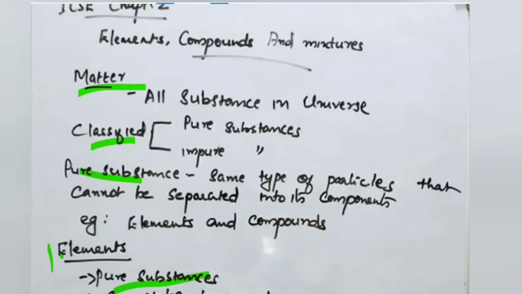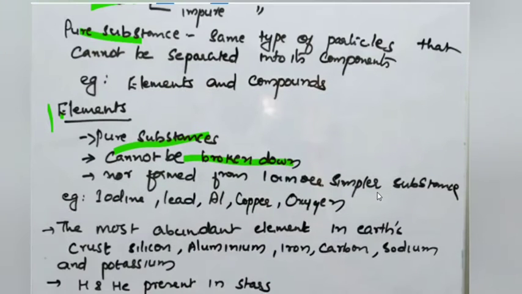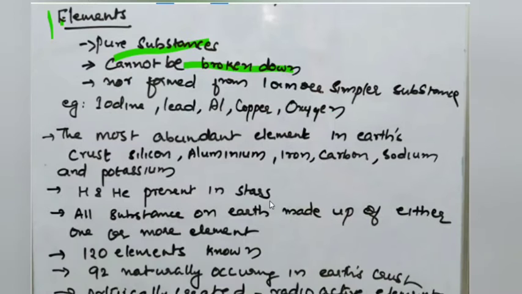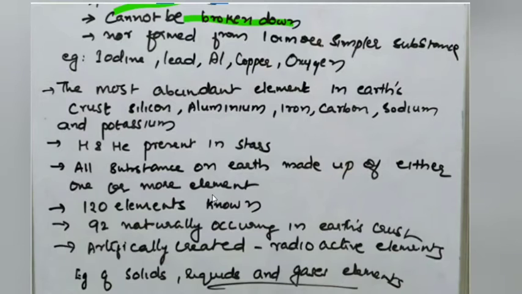So in this first part, we have studied what? Matter. What is matter? All substances in the universe constitute matter. It is classified into pure substances and impure substances. Then under the pure substances come the elements and the compounds. Elements are also pure substances which cannot be broken down. Examples include oxygen, lead, copper, aluminium. The most abundant elements in the earth's crust are silicon, aluminium, iron, carbon, sodium, and potassium. In the stars, we can see hydrogen and helium.